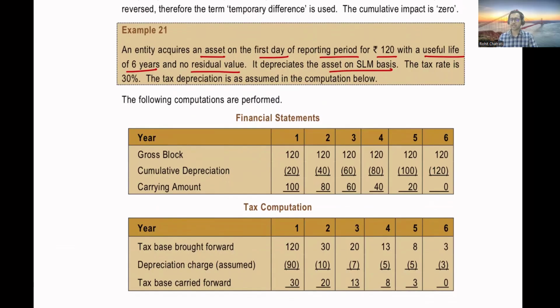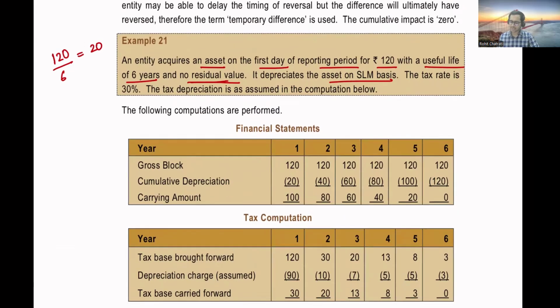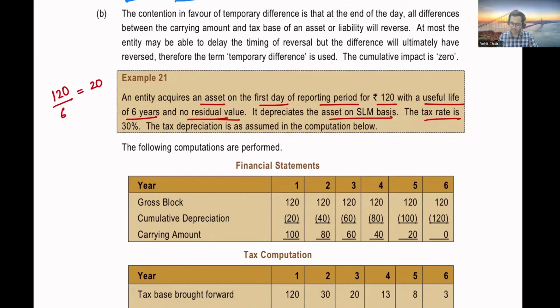If it is depreciating the asset on an SLM basis, it means that depreciation per annum will be 120 divided by 6, which is equal to rupees 20 per annum. The depreciation will actually be 20 per annum. There is no residual value, so it's directly 120 divided by 6. The tax rate is 30 percent.